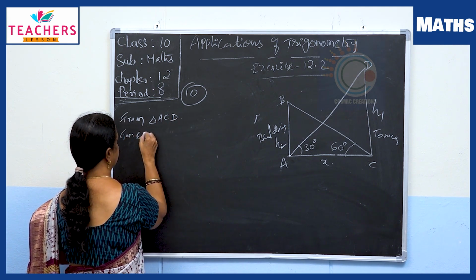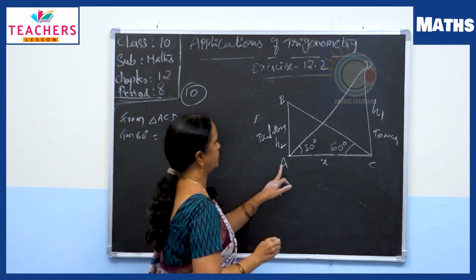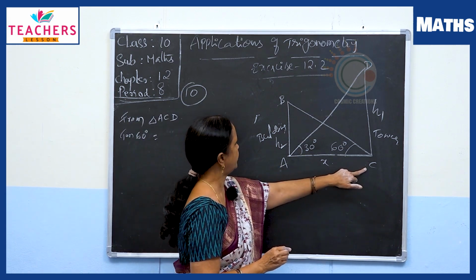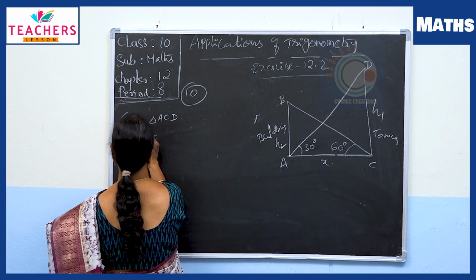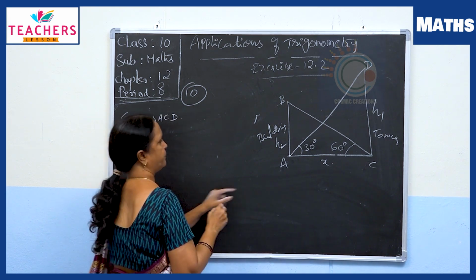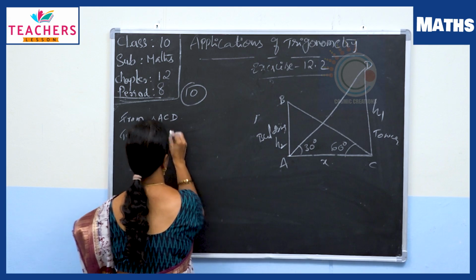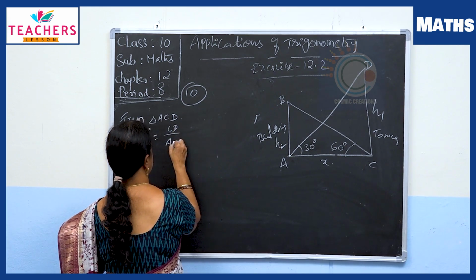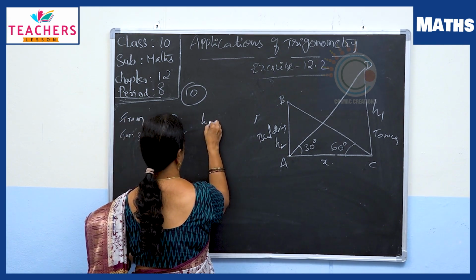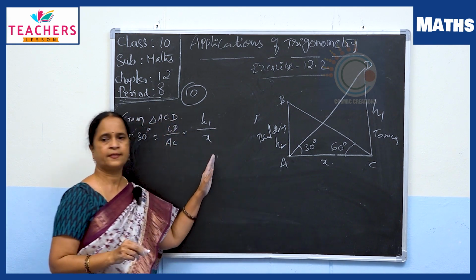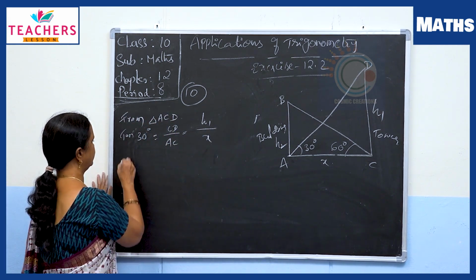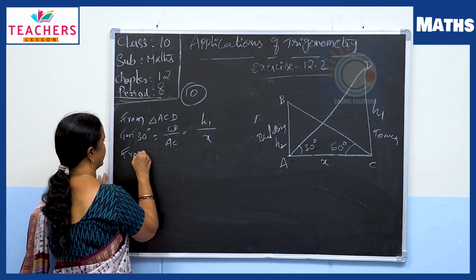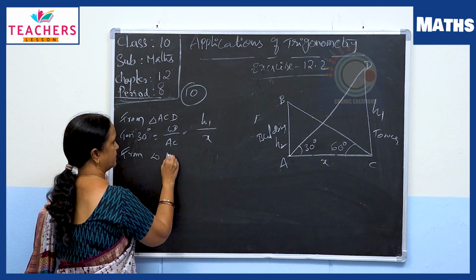Tan 30. In triangle ACD, tan 30 is equal to CD by AC. CD is equal to H1 by X. Okay, tan 30. Next, the other triangle, with tan 60.